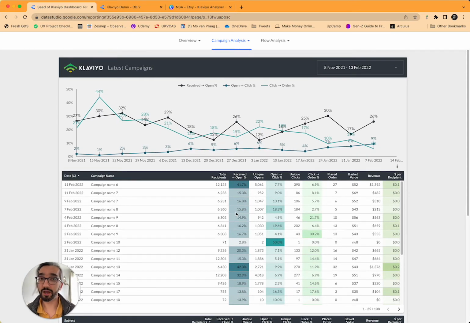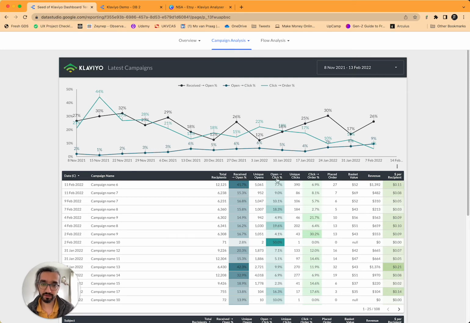What about performance? Okay, how many recipients you have particularly for that campaign, and also received to open, which is the open rate. And this is very important because it shows how many of your email recipients open your email. This is the unique opens.